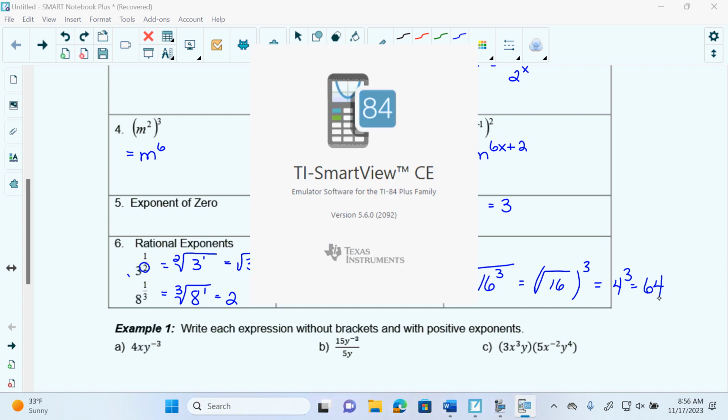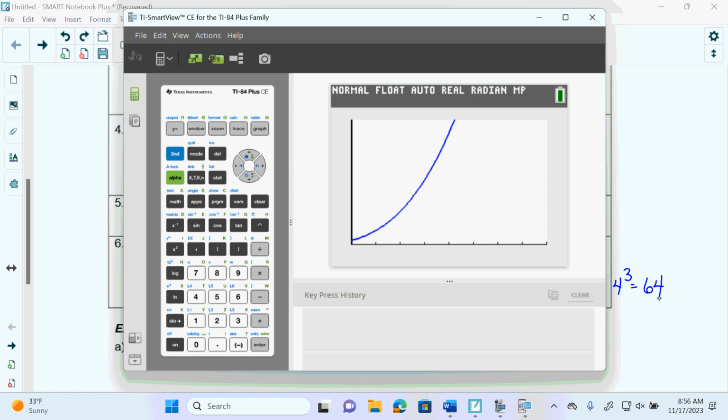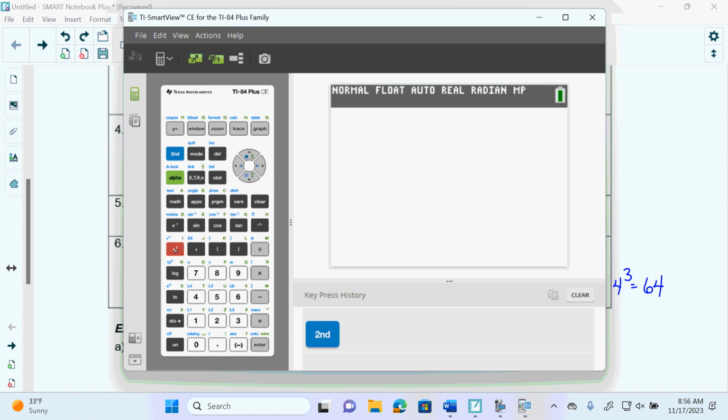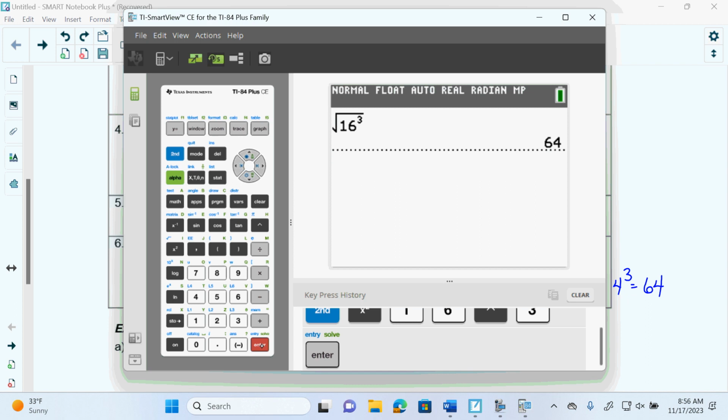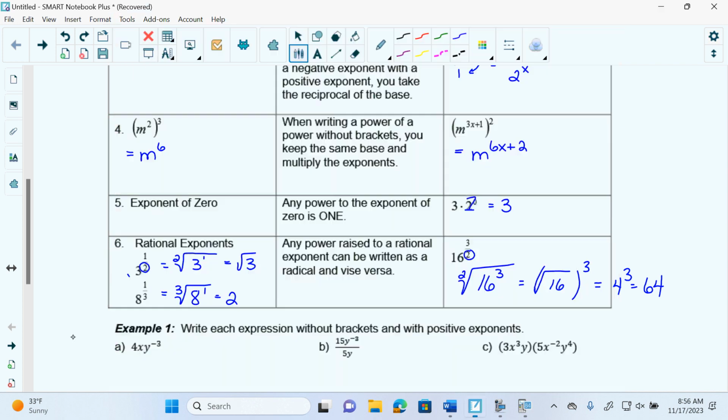And then I'm going to prove the square root of 16 cubed. My computer catches up to me. Same answer, right? All right.